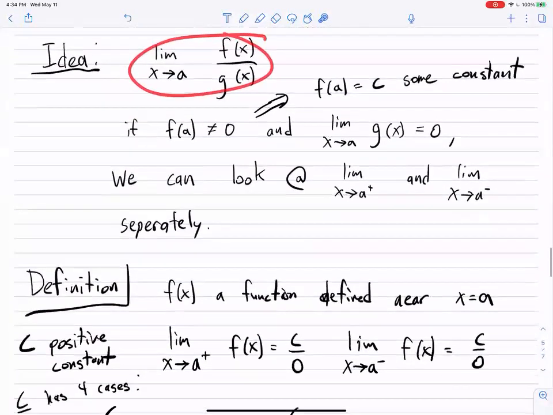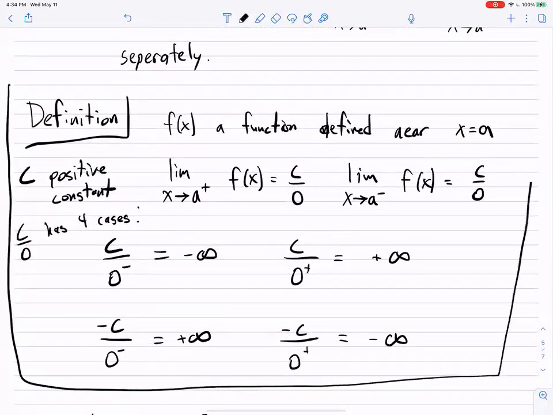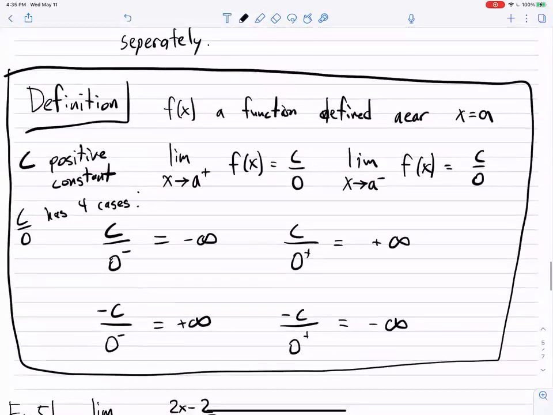And the way that we're going to do that is this. This is really the key thing. So the idea is that if you want to take a one-sided limit of a function and you plug in a and it gives you c over 0, then there are kind of 4 cases.